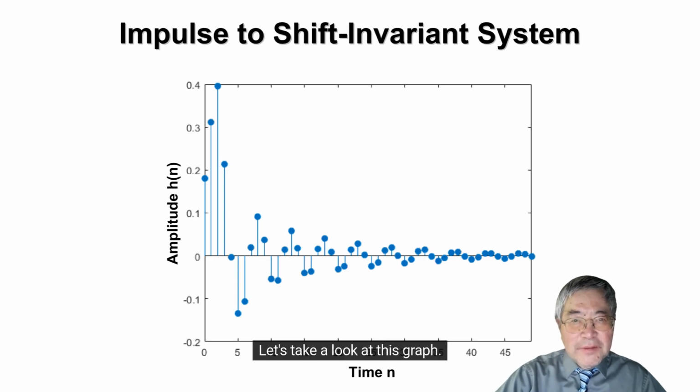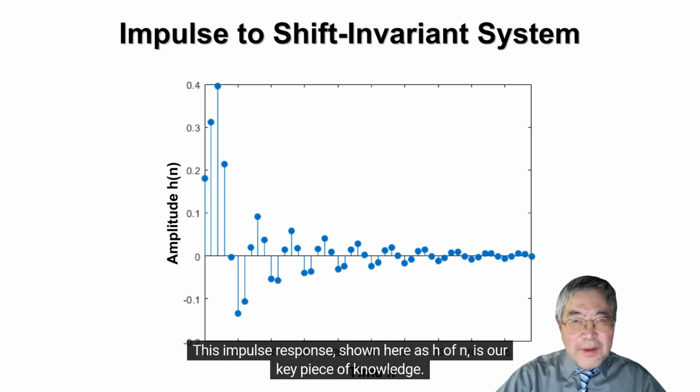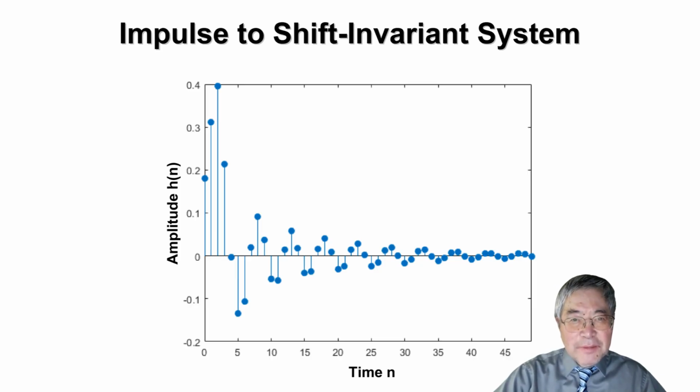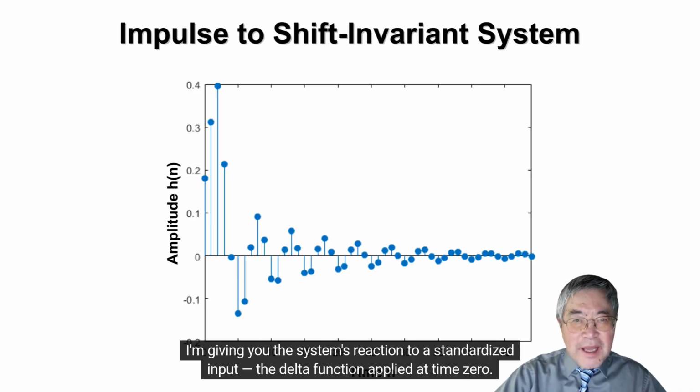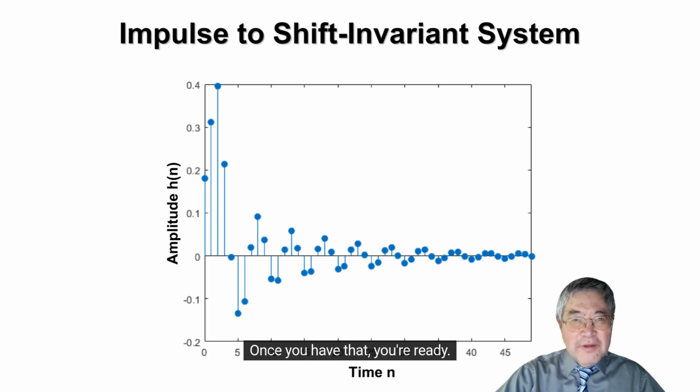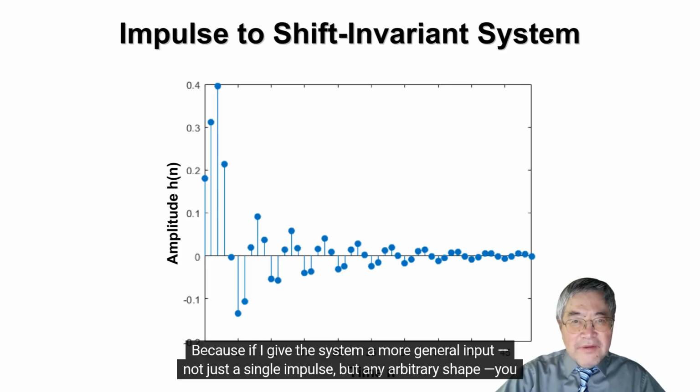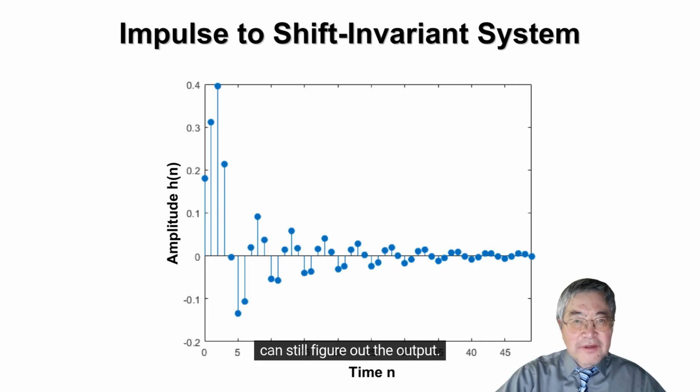Let's take a look at this graph. This impulse response shown here as h of n is our key piece of knowledge. I'm not asking you to start from nothing. I'm giving you the system's reaction to a standardized input, the delta function applied at time 0. Once you have that, you're ready. Because if I give the system a more general input, not just a single impulse but any arbitrary shape, you can still figure out the output.